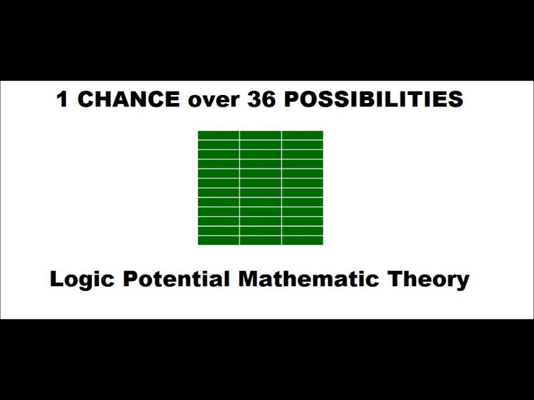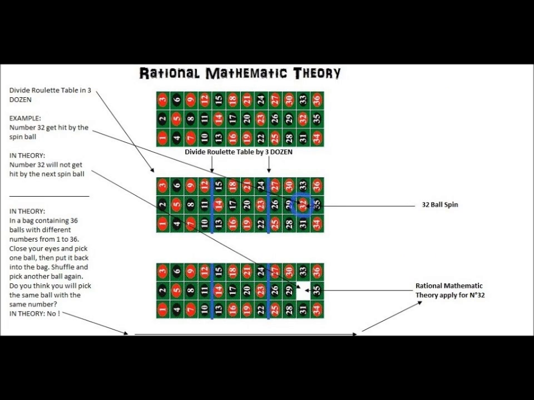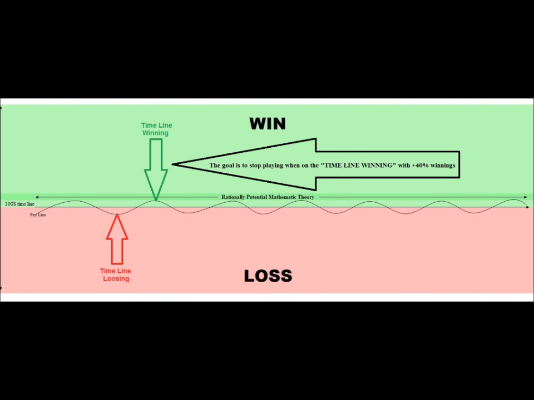And for the number 32 spun, now if we apply this potential mathematic theory, you can remove the number from the table. And now from the betting on 1 to 18 and 19 to 36, let's say that the 19 to 36 is missing the number 32. So you will have 18 numbers on one side of the roulette table currently for the 1 to 18, and 17 numbers for the 19 to 36 bets. And now in theory, you have over 5% more chance to win on the 1 to 18 than on the 19 to 36.